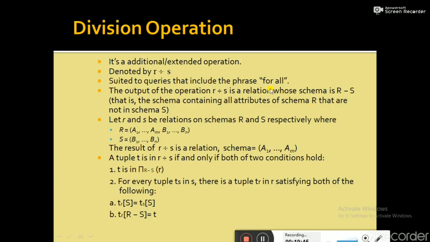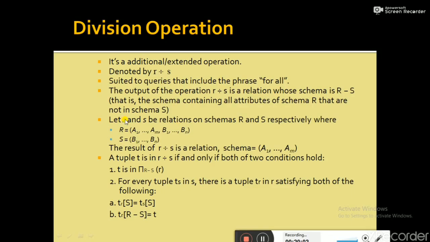That means R division S will produce another temporary relation whose schema contains only those attributes which are present in R but not in S. Let's take an example.